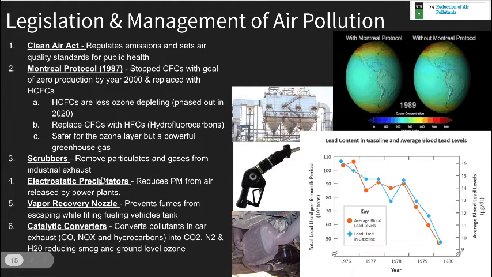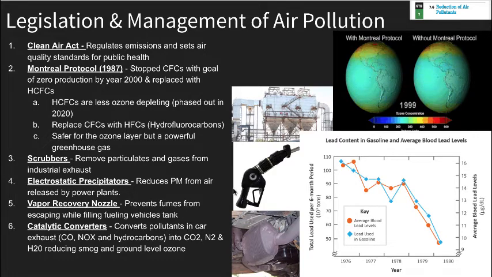Other things that we put in terms of managing air pollution, things like scrubbers and electrostatic precipitators, are going to reduce pollutants and gases from the exhaust, whether it's a factory or a power plant, anywhere where there's particulate matter coming out or other pollutants that can be removed by these types of structures. Vapor recovery nozzle, you may have seen these at gas stations. They're becoming more common in recent years, but basically it prevents fumes from escaping while fueling vehicles or reduces the amount of VOCs coming off of the gasoline while you're pumping.